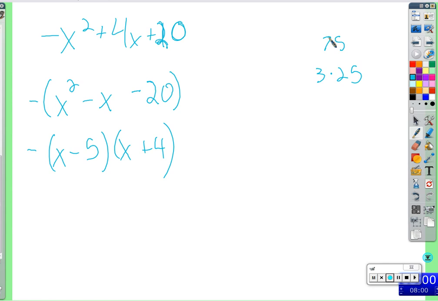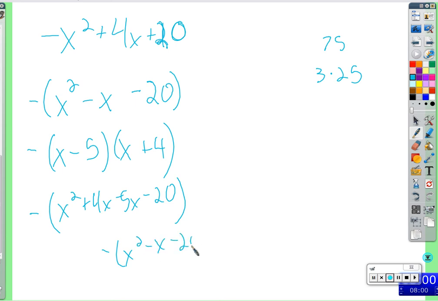That's the answer. So when I multiply x minus 5 times x plus 4, I should get x squared minus x minus 20. And when I distribute the negative back in there, I should get negative x squared plus 4x plus 20. Okay? We can check and distribute here. We get the negative in front, but when we multiply these together, we get x squared plus 4x minus 5x minus 20, which is x squared minus x minus 20. Same as that, on a good track here.